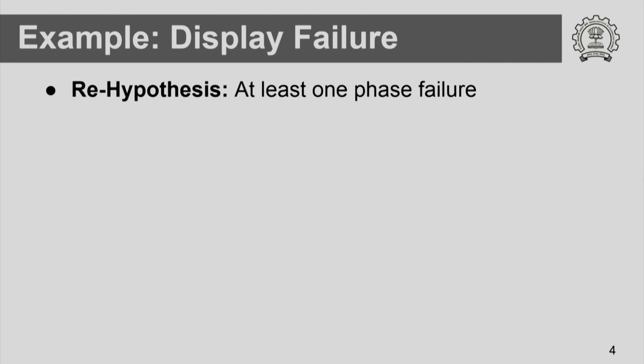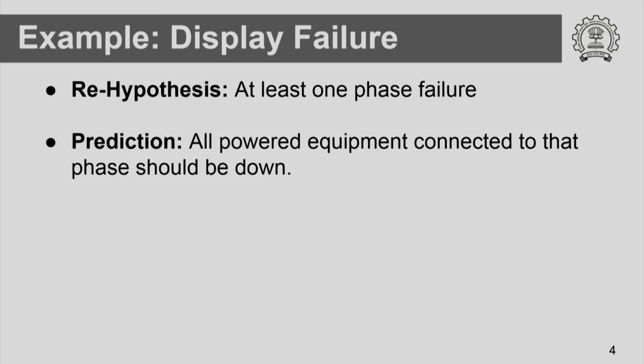So now, by the spirit of the scientific method, I should revise my hypothesis because the tests that are used to check the predictions have shown that the hypothesis is not correct. So I go back and rehypothesize. Let's say this room has multiple phases, and now we hypothesize that at least one of the phases has failed. Not that all the phases have failed, but one of the phases failed.